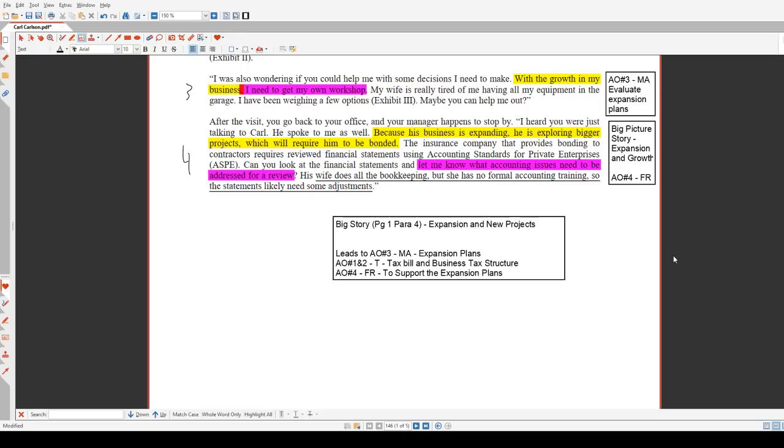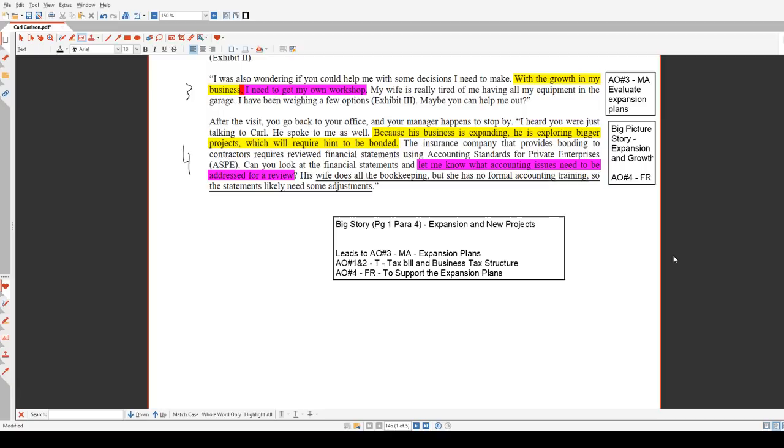So in this story, because Carl is looking to expand, he is going to consider a few expansion options. We don't know what they are yet, but let it be. Through figuring out those expansion options, he now needs to be bonded, and the insurance company wants ASPE-related financial statements. So you can see there's a connection. If you can start getting the connection of the cases, then it really drives everything and makes it so much easier to locate the issues. As you start reading on, you're going to see issues, and you're just categorizing where they go, right? And then your tax bill and your business structure.